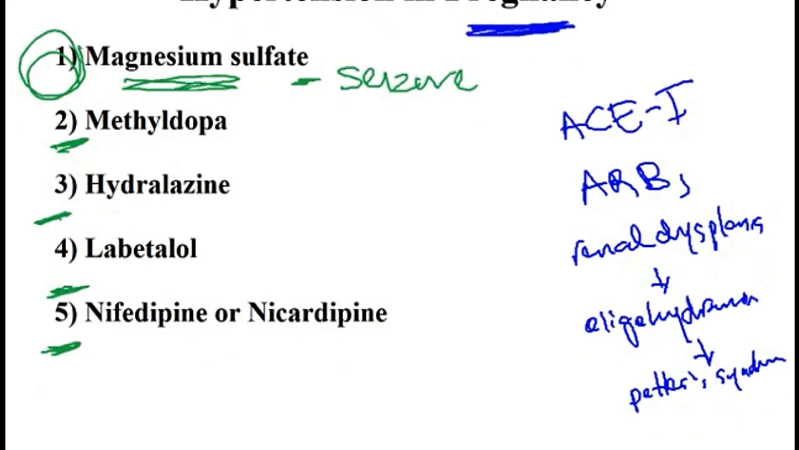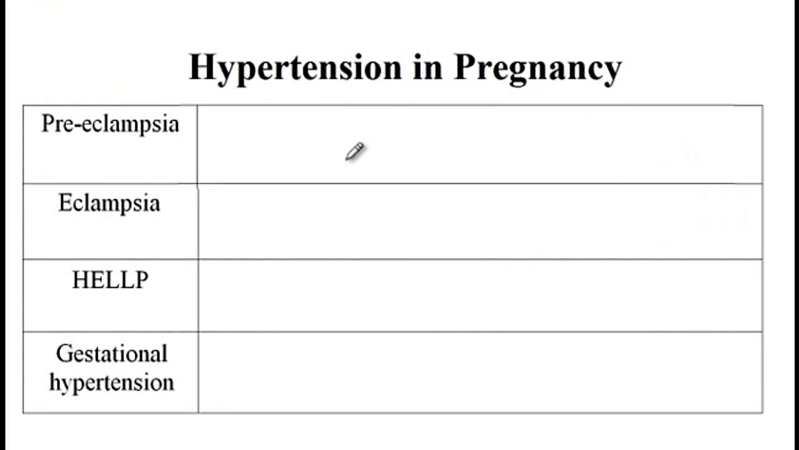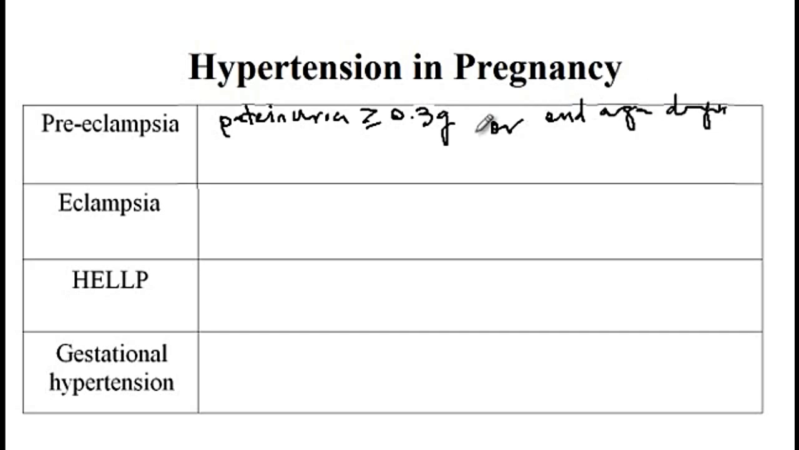nicardipine. So different causes of hypertension in pregnancy include, for instance, preeclampsia, which is characterized by the new onset hypertension with either proteinuria of more than 0.3 gram in 24 hours or end organ damage, all of which happen after 20 weeks of gestation.